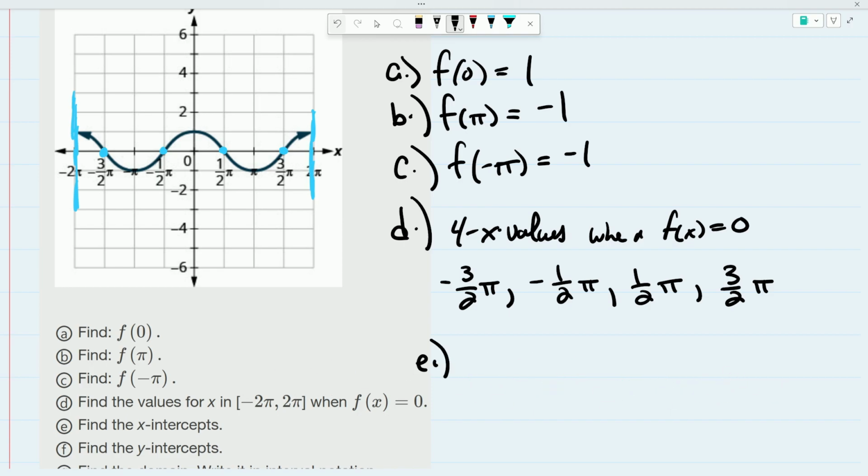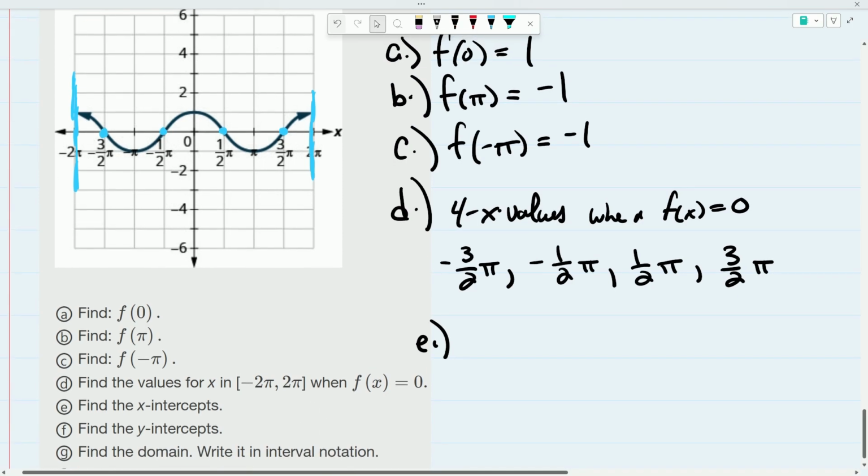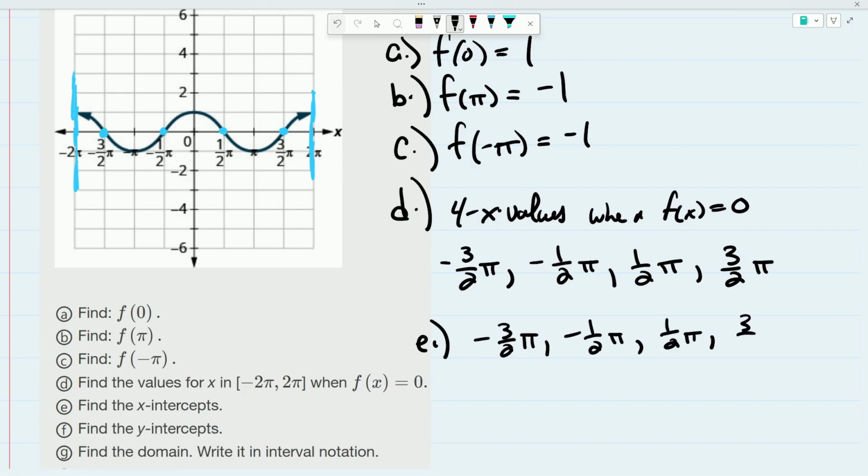Now, part E. Part E says, hey, find the x-intercepts. Well, if you look at part D, you found the values of x for when f of x equals 0. We know just by looking at our graph that it just happens to be all of the x-intercepts. So this answer, part E, is the same exact answer as part D. So negative 3 over 2 pi, comma, negative 1/2 pi, comma, 1/2 pi, comma, 3 over 2 pi. All right, so there's part E.